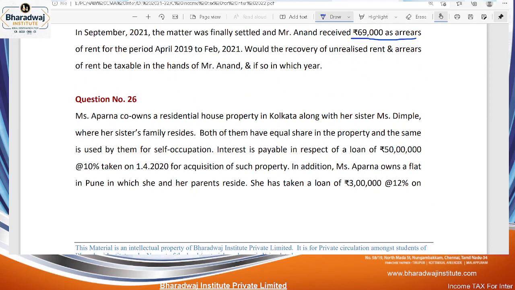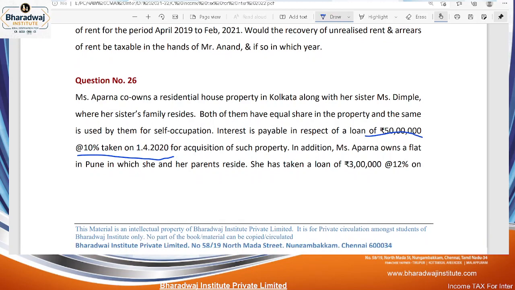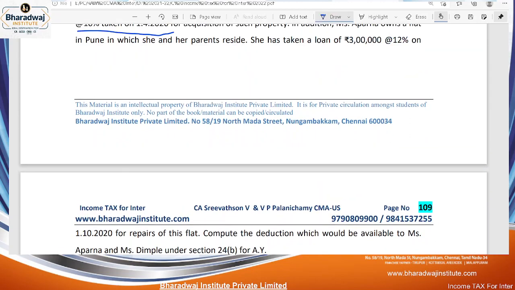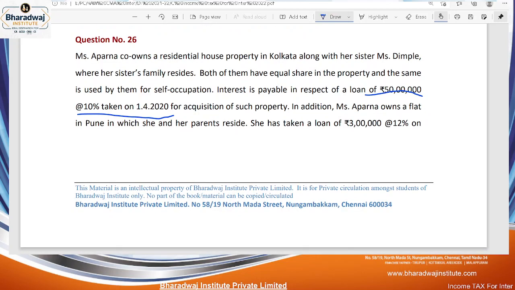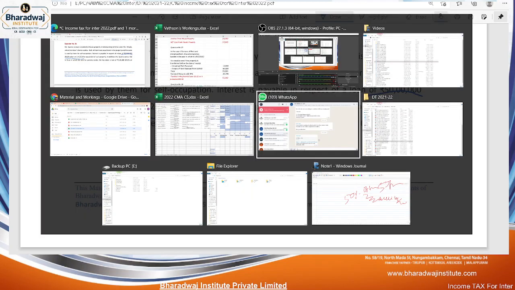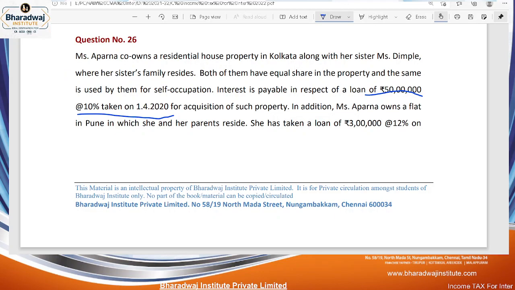See, 50 lakhs at 10% will come to 5 lakhs. Each co-owner can enjoy the benefit of deduction to the extent of maximum 2 lakhs. Interest on loan taken for repairs, maximum 30,000. It's a simple question. Read the question once again, understand it, then we will solve it.